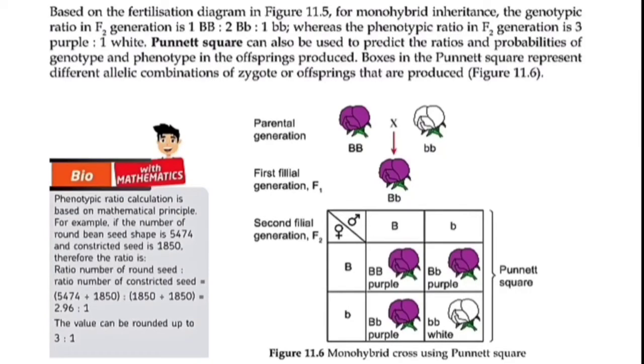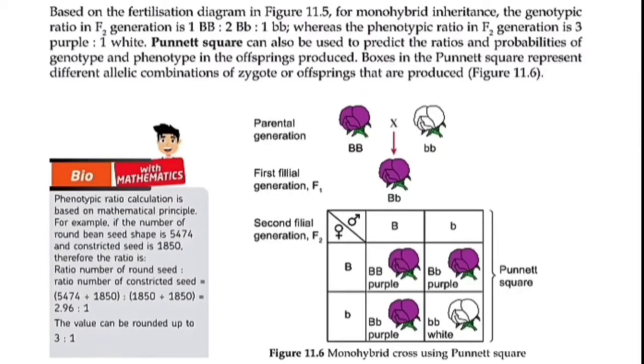Then process of fertilization occurs, producing the second filial generation, which is the offspring of the first filial generation. Untuk second filial generation ataupun F2 generation, kita tahu yang ada banyak possibility untuk F2 genotype. So, selain daripada kita guna schematic diagram, kita juga boleh guna Punnett square to know the possibilities and ratio of genotype and phenotype in the offsprings produced.